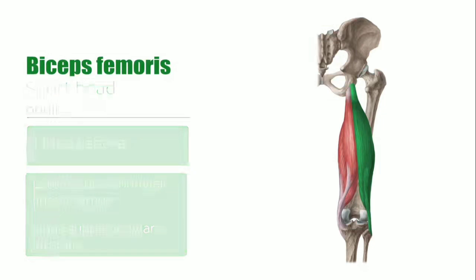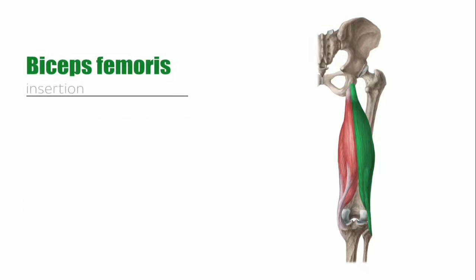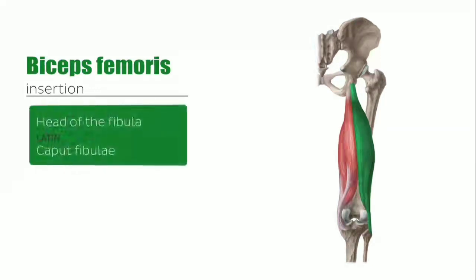Now let's take a look at the insertion point for the biceps femoris. Both heads of the biceps unite at the popliteal fossa to a common tendon inserting at the lateral side of the head of the fibula, and you can clearly see here on this image. So this is the lateral side of your leg, and the fibula is here. This is the head of the fibula and will serve as insertion point for the biceps femoris.